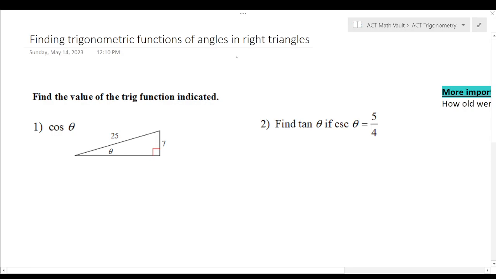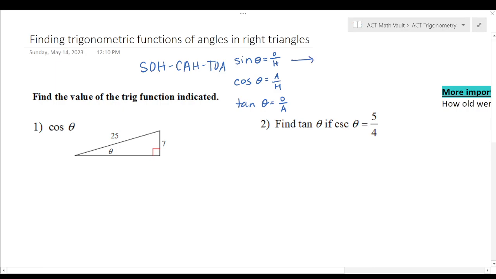So we have sine theta, remember, SOH CAH TOA. Sine is equal to opposite over hypotenuse. Cosine is equal to adjacent over hypotenuse. Tangent is equal to opposite over adjacent.